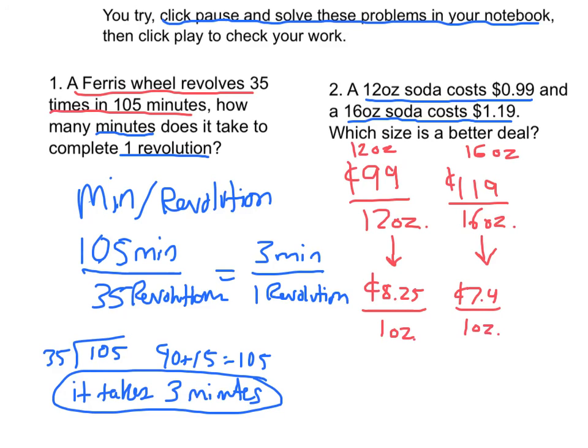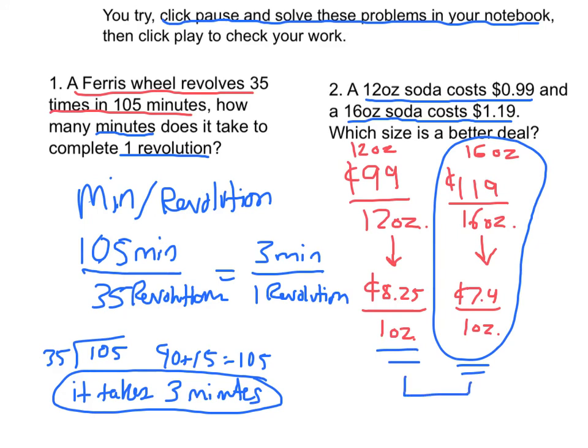So which one's cheaper? Well, price per ounce, the 16-ounce soda costs less. It's a better deal. But I had to convert each to a unit rate to compare the unit rates to see which one's less. And that's the whole point of being able to compare a rate to a unit rate, so that you could make a comparison.